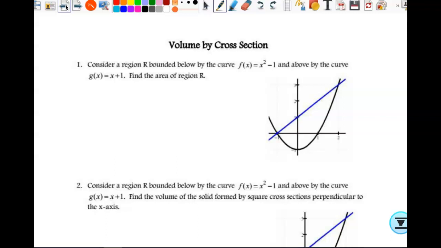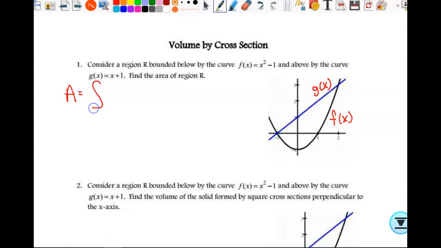The first one is not even volume, though. It just says, consider a region R. So this is f of x, and this is my g of x. We want to find the area of the region, okay? And that's what we have been doing the last couple of days, right? I want to find the area of the region bounded by the curve, so I'm going to have to do what kind of process?